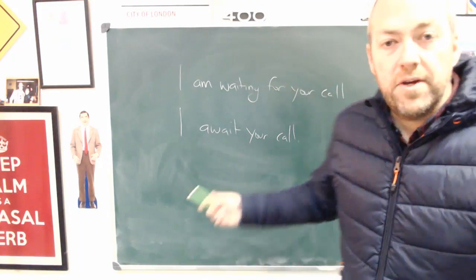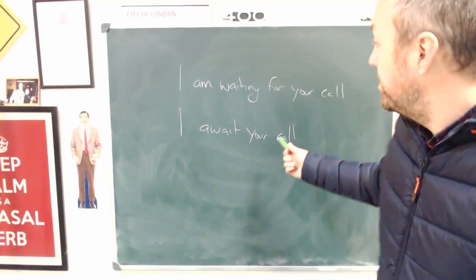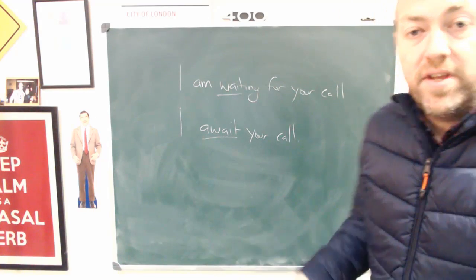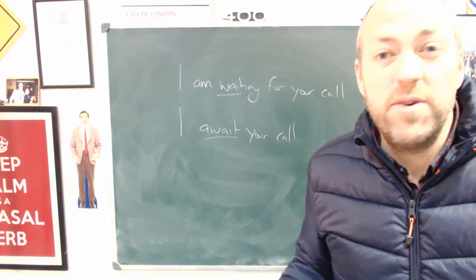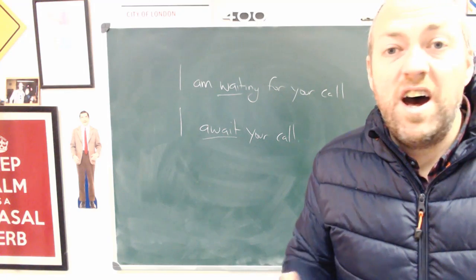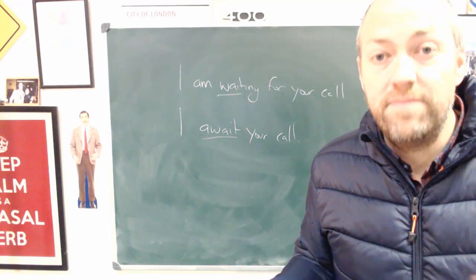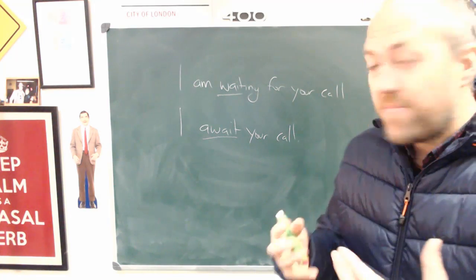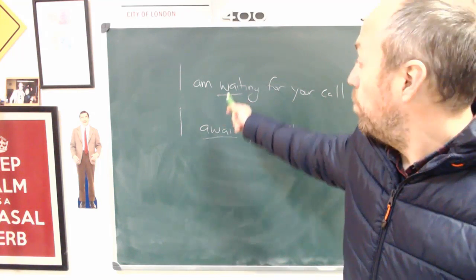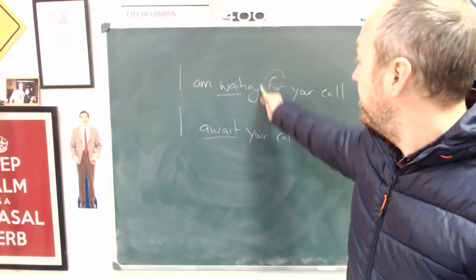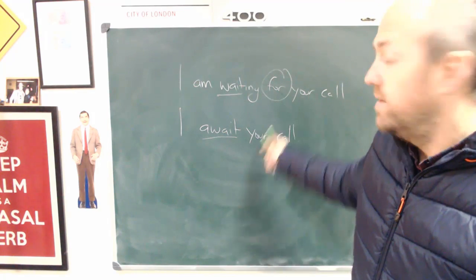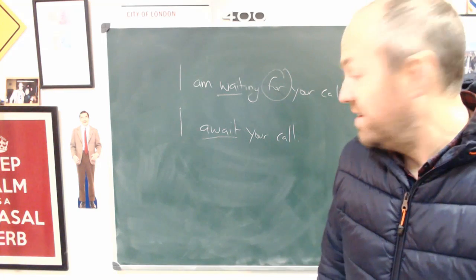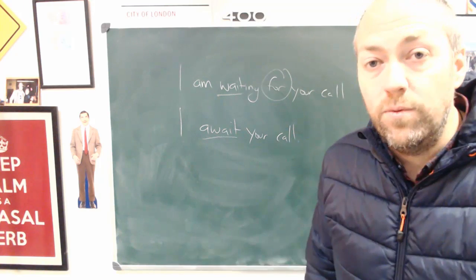Okay. So here I've written two examples on the board. With the verb wait, and then with the verb await. They're actually very similar. I think they are synonyms. It means you're waiting for something, but you can see the difference is that the verb wait we use with the preposition for. Wait for. But await has no preposition. We use it directly with the object.